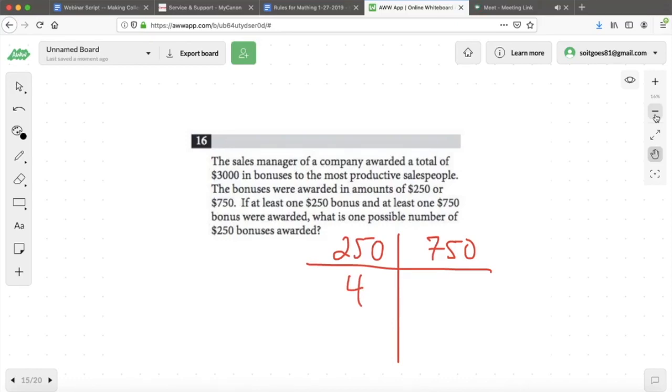So let's try 4 $250 bonuses. How much money is that going to be altogether? $1,000. Now, is there a number of $750 bonuses that will get us to 3,000? No, not exactly. Because if we have 2 $750 bonuses, that'll be 1,500. That's less. But if we go to 3, that's going to be 2,250. That's going to be too much. So that won't work. Give me another number.